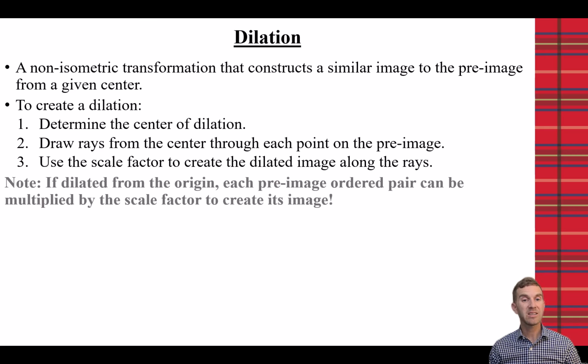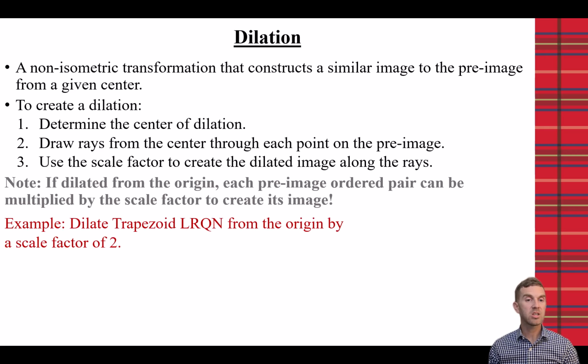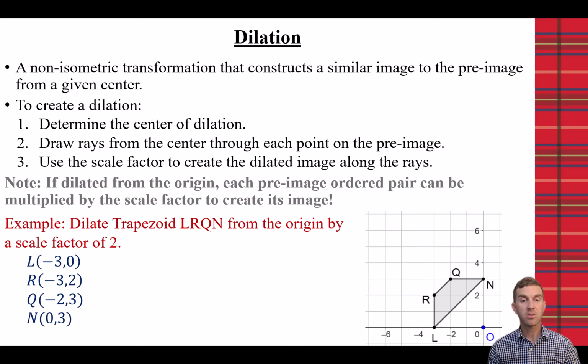So it's important to recognize that often you're going to use the origin for your dilations. And when this happens, we can just multiply our ordered pairs by the scale factor to create its image. So that's an easy way to recognize how does the dilation occur. So say we want to dilate trapezoid LRQN from the origin by a scale factor of 2.